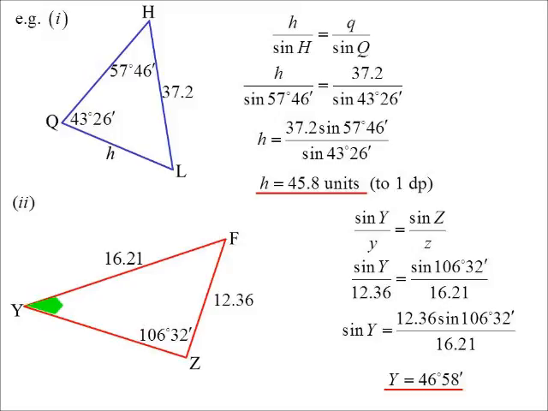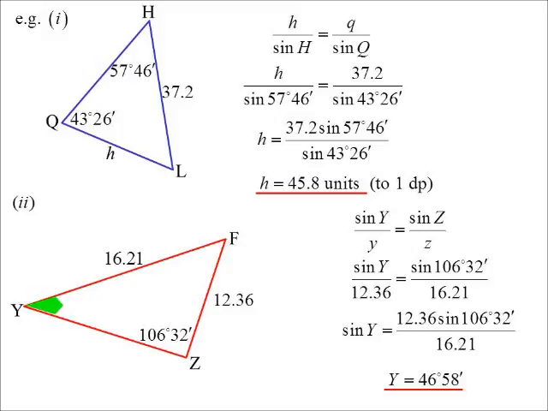There is another possibility, of course. What is the other possibility? But in this case, it's not. Why? You can't have more than one angle being bigger than 90. So in this case, I know that it definitely is the acute angle. So not an issue here.